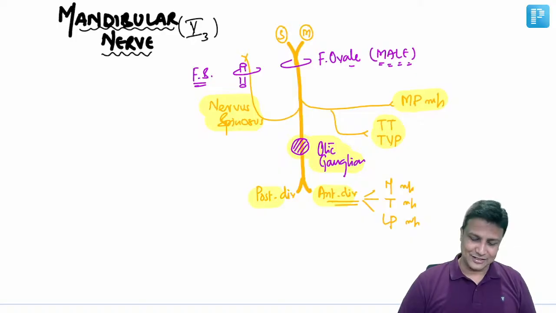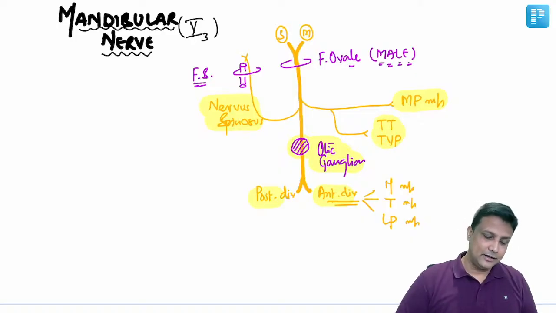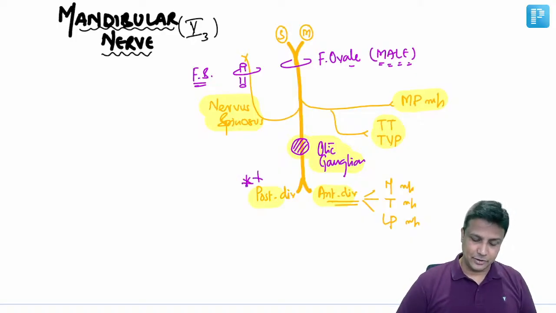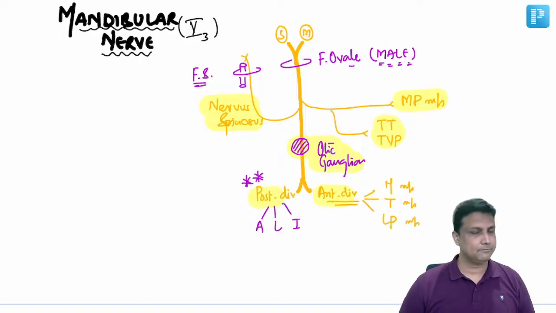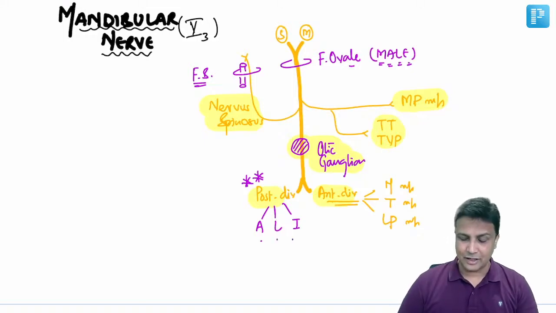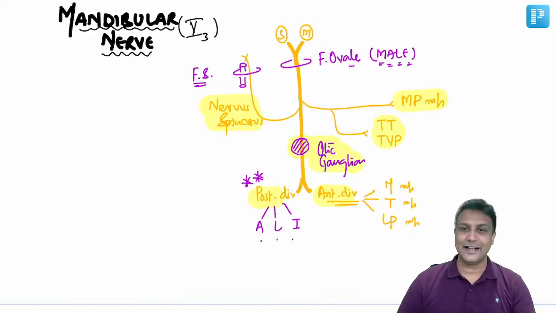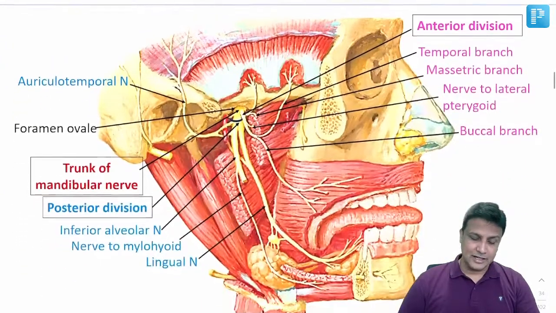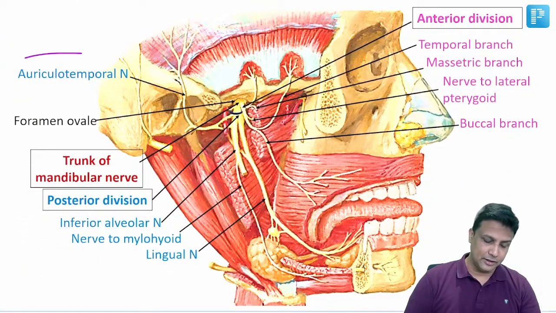Welcome to the posterior division. Now this time, if you are writing the INI-CET exam, I am expecting a question from here. The posterior division will in turn give rise to 3 branches here, and we remember them as ALI branches. Out of these 3 branches, definitely one question will be asked in your INI-CET exam. Now in these ALI branches, please remember A stands for the auriculotemporal nerve here.